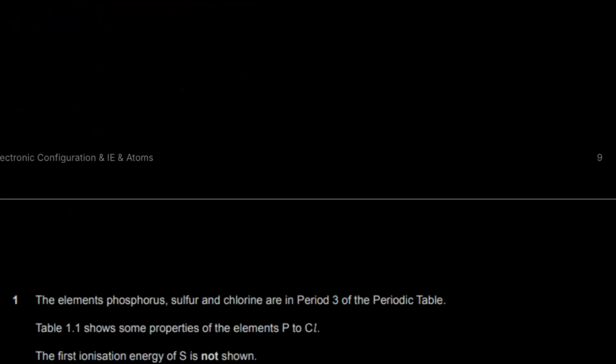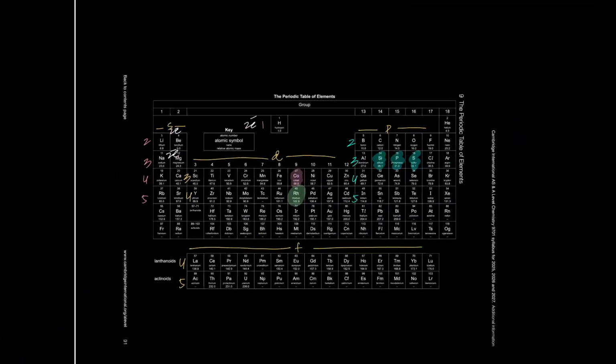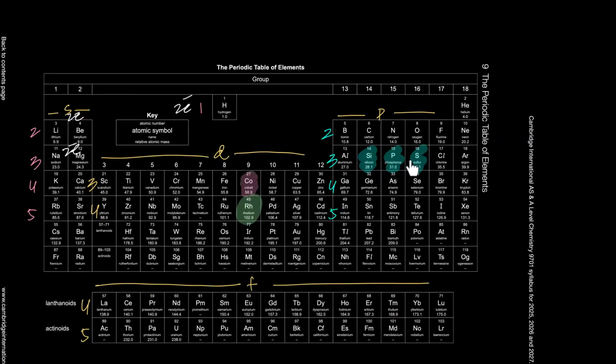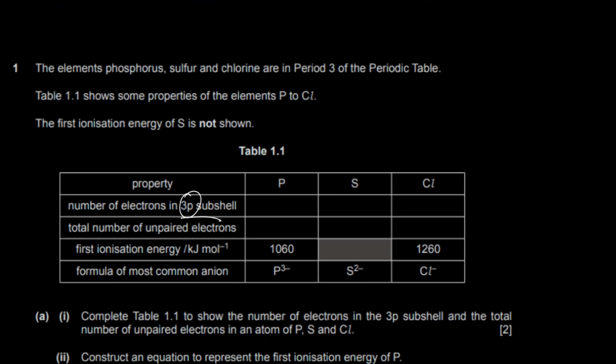So in the 3p subshell, for what? You want for phosphorus, sulfur and chlorine. So in the 3p, phosphorus has 3 electrons, 1, 2, 3. Sulfur is 1, 2, 3, 4. And chlorine is 1, 2, 3, 4, 5. So it's 3, 4 and 5.